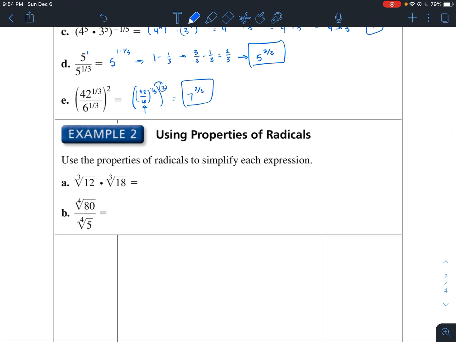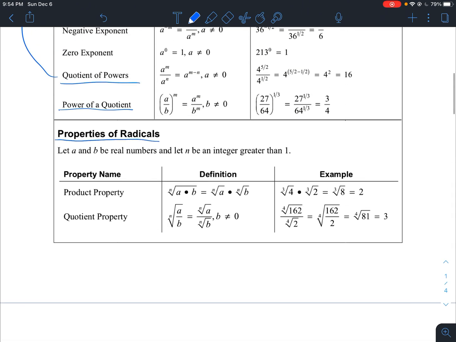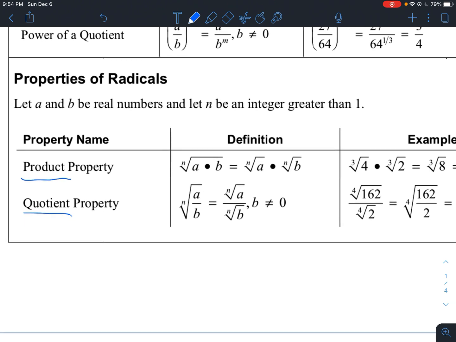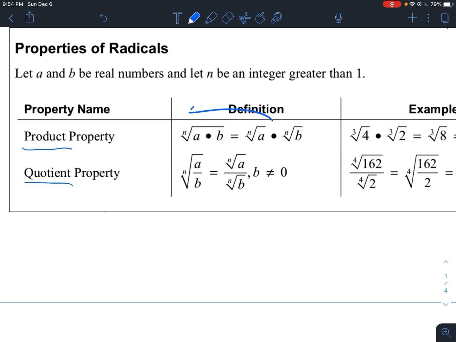Alright, now this is going to be using properties of radicals, and that's what this is right here. The properties of radicals are pretty easy. There's two properties, the product and the quotient. And this is their definition. So if you have the nth root of a times b, this is the same thing as the nth root of a times the nth root of b. So basically you can split this up or put it under the same radical. The definitions also apply the other way around. And the quotient property is the same thing except with division.